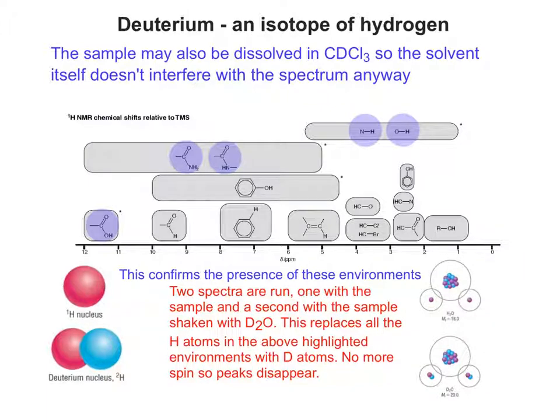The sample may also be dissolved in another solvent that has deuterium, CDCl3, which is a little bit like trichloromethane, except it's got D instead of H in it. So the solvent itself doesn't interfere with the spectrum in the first place.